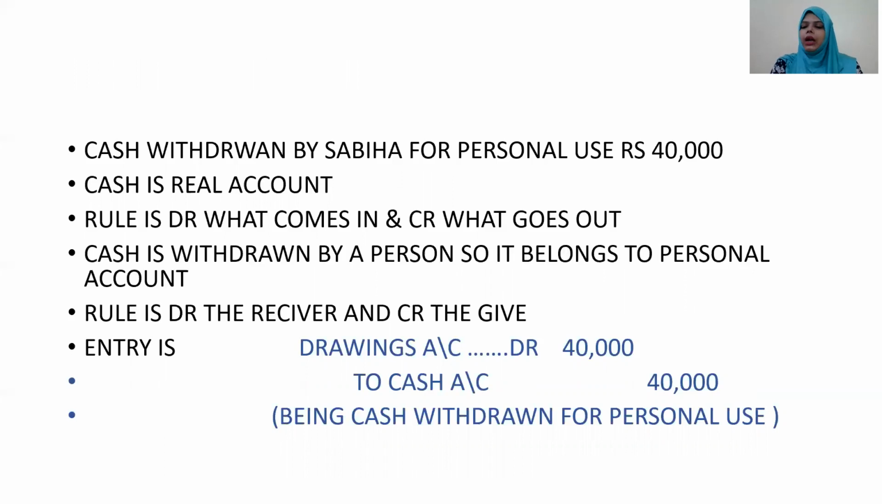Now, cash is a real account. As we know, cash is a current asset which belongs to the tangible real account. The rule we already know: debit what comes in and credit what goes out. I have written the shortcut of debit, that is DR, and the shortcut of credit, that is CR.